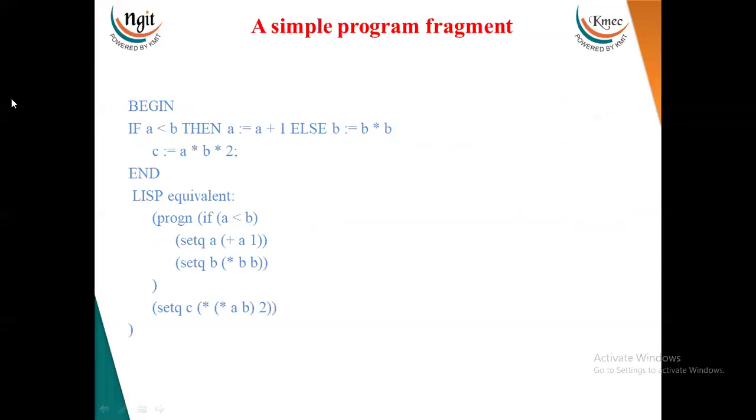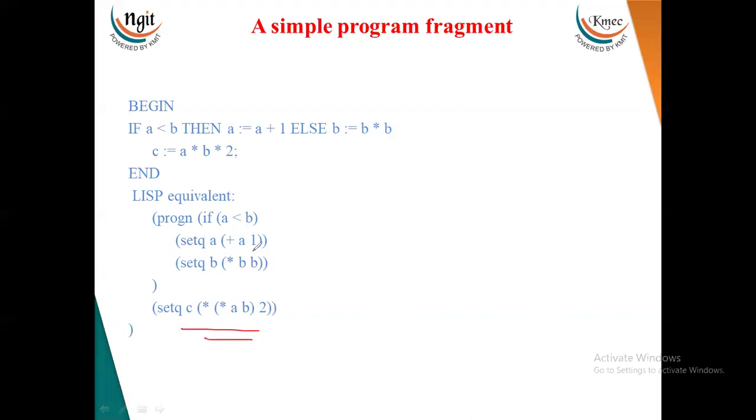If you see an example here, if A is less than B, then A equal to A plus 1, else B equal to B into B. C equal to A into B into 2, and the same thing in the Lisp equivalent. So what we are doing: prog n, if A less than B, set Q, A equal to A plus 1. Set B equal to B into B. Or if this is not true, again I am going for set C equal to A into B into 2. So this particular complete if part can be written like this in Lisp.